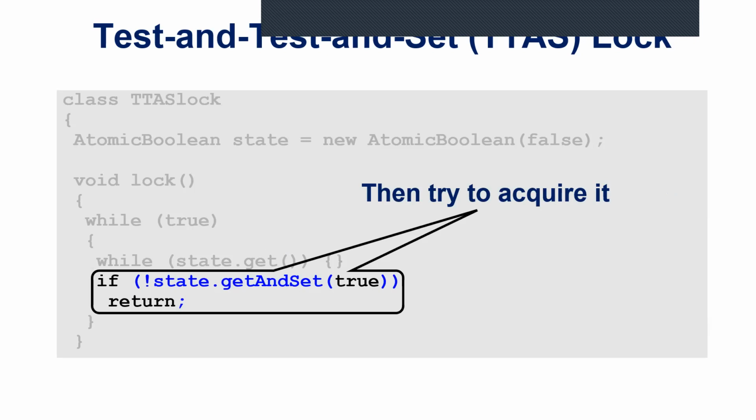Next, they try to acquire it. So we wait till state.get is false. Once it is false, we exit from that wait loop. Then we perform the getAndSet of true. If it succeeds, then that thread will enter the critical section. If it fails, again it will go back and wait in the wait loop.